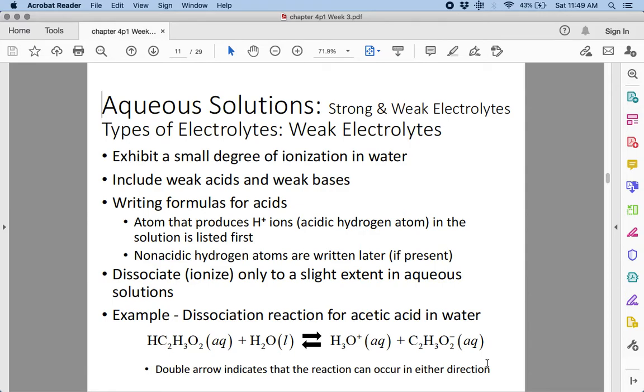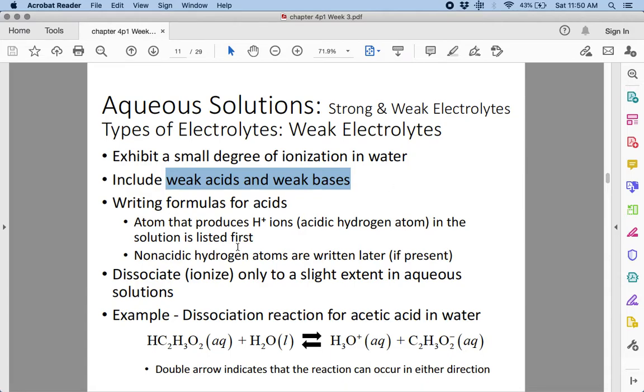Weak electrolytes. So again, remember, weak electrolytes are things where we only produce a small amount of ions. So most of the compound will stay together and not break apart in water, but a couple will. So we get what we call a small degree of ionization in water. And this would be things like weak acids and weak bases. So again, remember, weak acid, weak base has nothing to do with corrosion and everything to do with whether or not it can produce a strong or weak electrolyte.